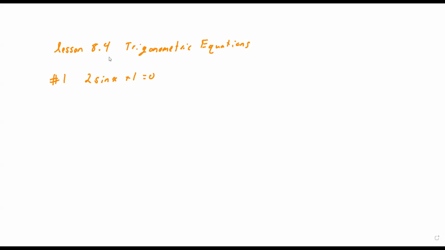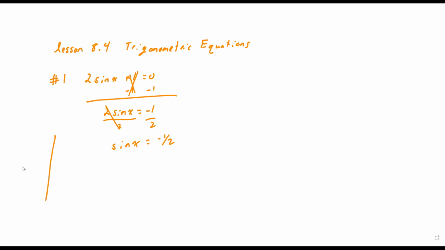For starters, you just need to solve these. When it's just one trig function, it's super easy. The idea is to isolate it. So I'm going to subtract 1, then divide by 2. Technically here, you're taking the inverse of sine, but in reality you're really just asking yourself, sine of what number will give me negative 1/2?